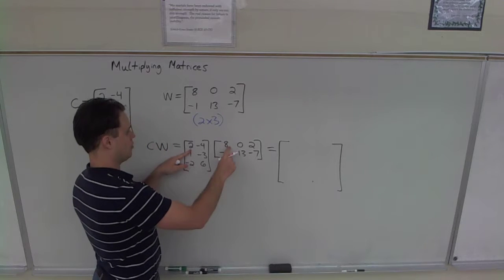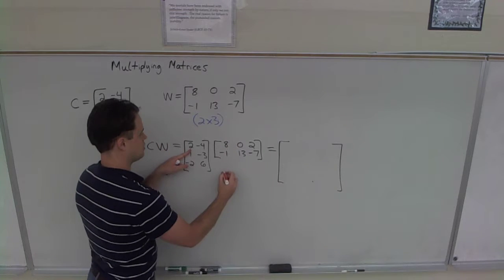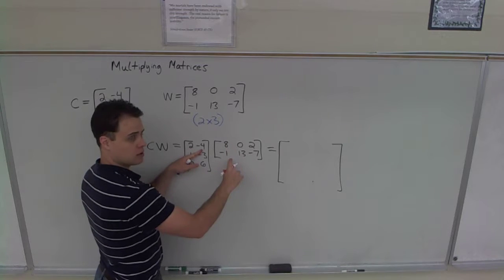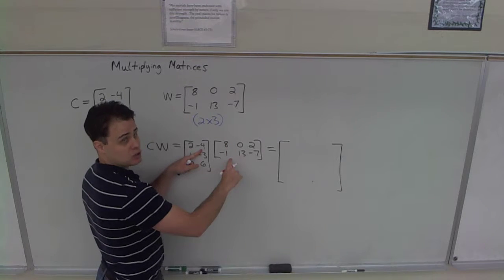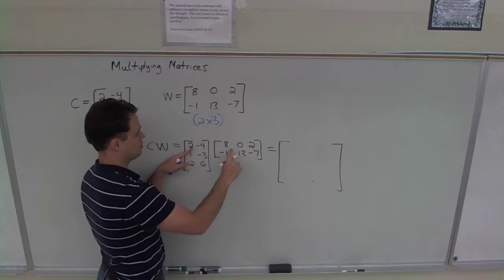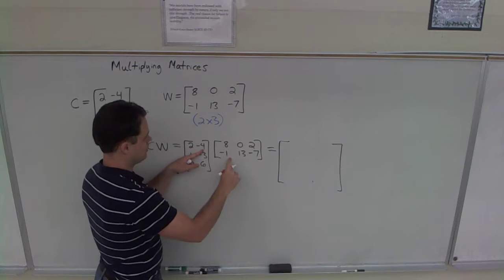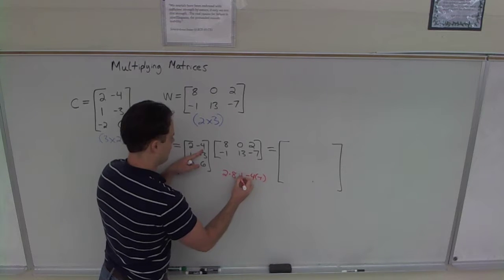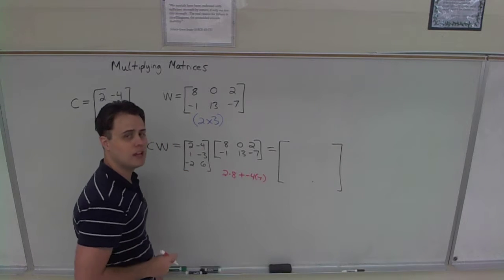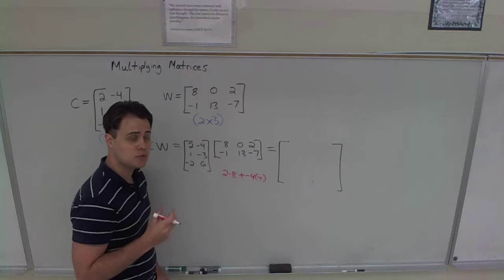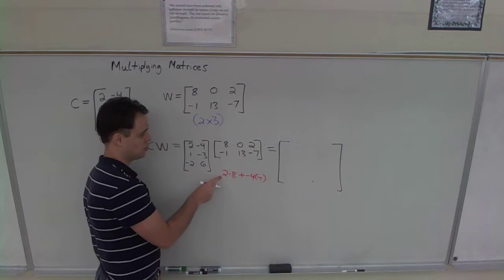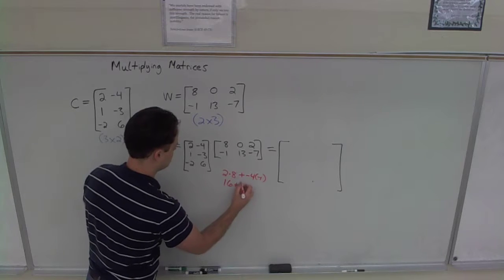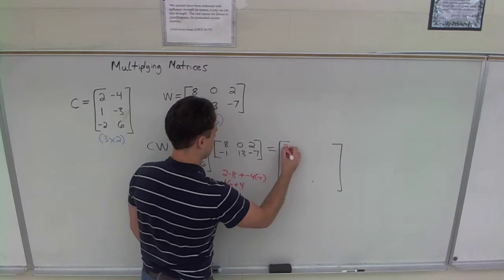So I'm going to multiply 2 times 8, and then I'm going to slide. And I'd really recommend using your fingers during this process. So I'm going to do 2 times 8, slide, -4 times -1, and I'm going to add those together. Each one of the entries in a matrix product comes from a linear combination. That's what you call this, a linear combination. So that is going to be 16 plus 4. So the first blank is going to be 20.